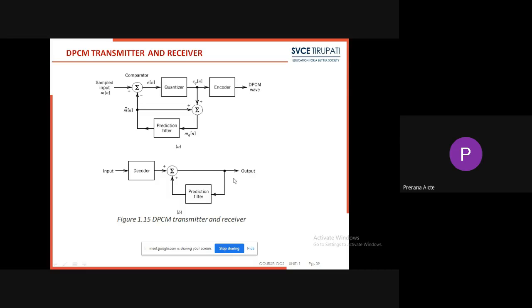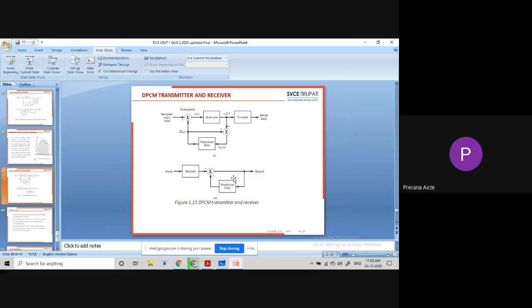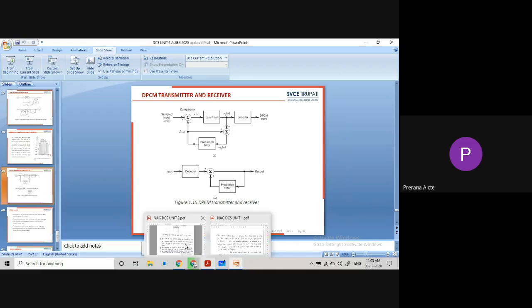If we do one problem, one example, then you get a clear idea of the DPCM technique. We'll see that DPCM.